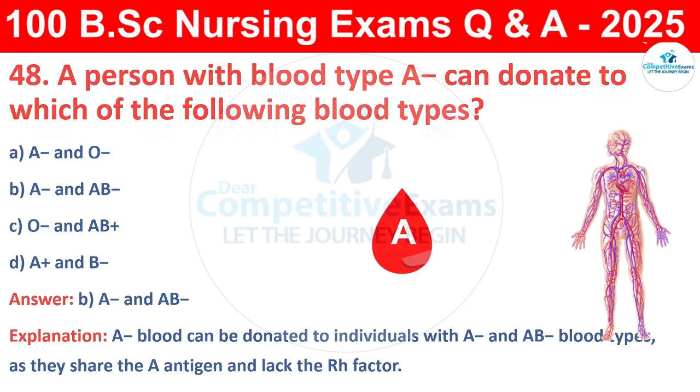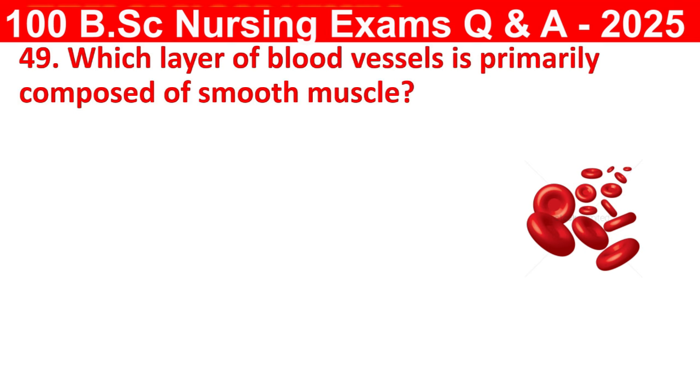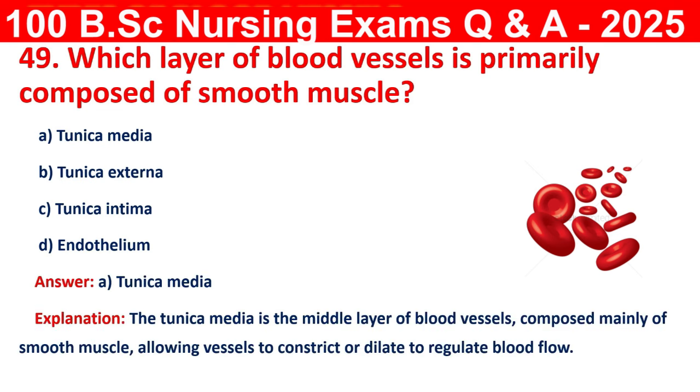Question number 49. Which layer of blood vessel is primarily composed of smooth muscle? The options are tunica media, tunica externa, tunica intima, or endothelium. The correct answer is A, that is tunica media. The tunica media is the middle layer of blood vessels, composed mainly of smooth muscle, allowing vessels to constrict and dilate to regulate blood flow.